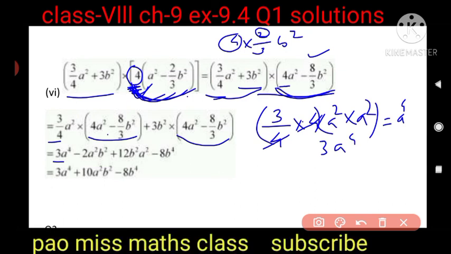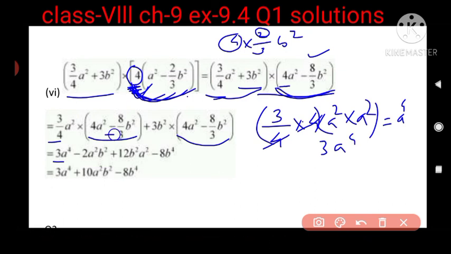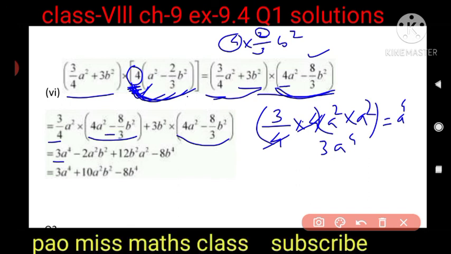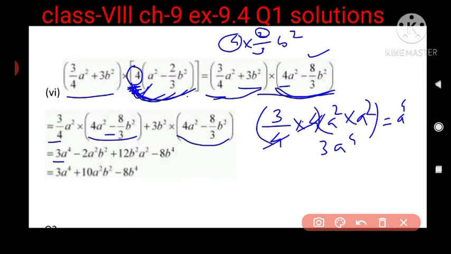Now this second term is in minus, isn't it? Second term is in minus. So here it will be minus. Plus minus is minus, so minus. Okay, let me erase this one.